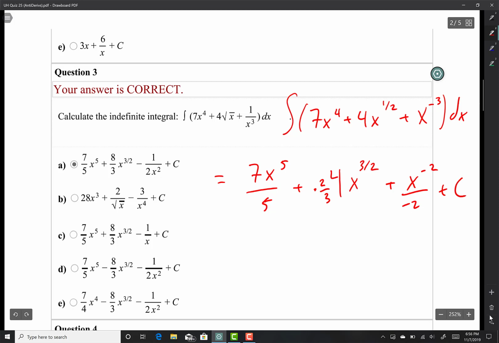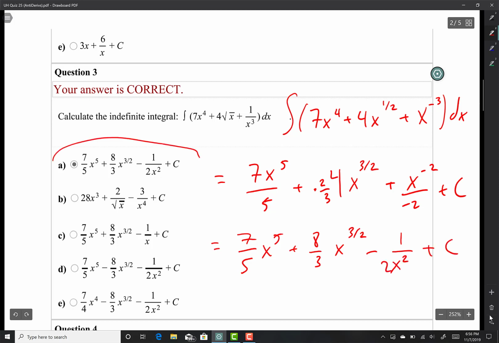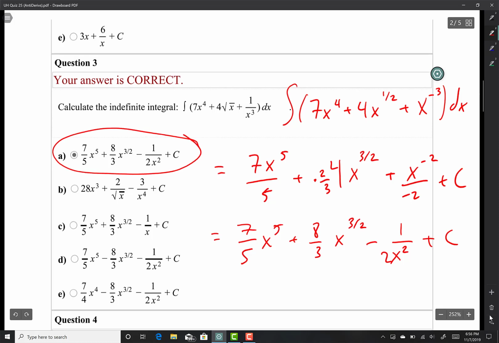So let's fix this. 7 over 5, x to the 5th. 2 times 4 is 8, so plus 8 over 3, x to the 3 halves. Let's see. They put the x squared in the bottom here, guys, so minus 1 over 2x squared plus c. So we look for that, and here we go. All right, let's go to the next one.